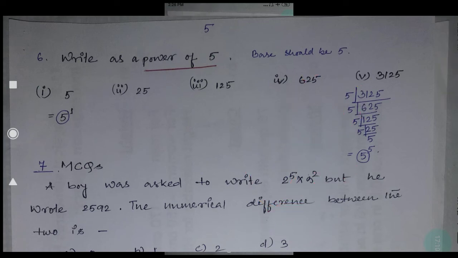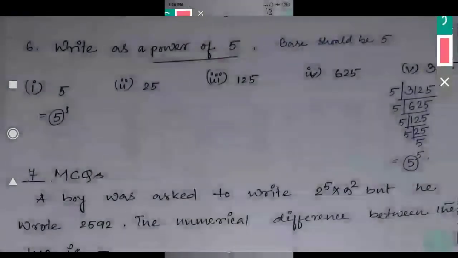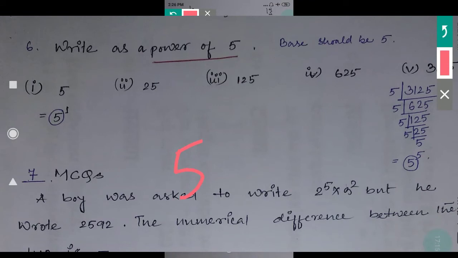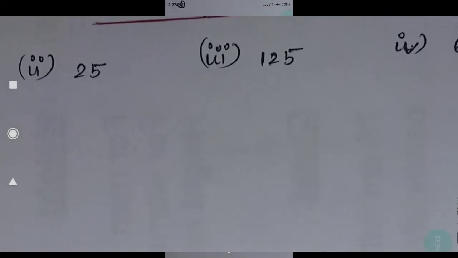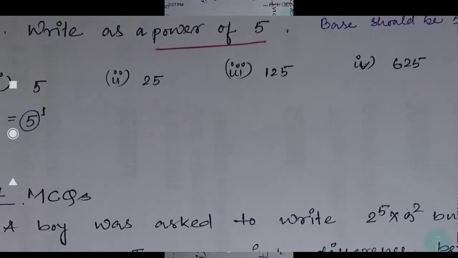Okay, see, so 5 is given. If 5 is there, 5 is multiplied how many times here? 1 time. That means I can write 5 power 1. So here base is 5, power is 1. That means it is in the form of power of 5. Now see 25. 25 means 5 into 5, so I can write it as 5 square. So base is 5, power is 2. 125 means 5 into 5 into 5. That means 5 cube. So base is 5, power is 3. We just need the power, base should be 5. So every time we have got 5, 5, 5.